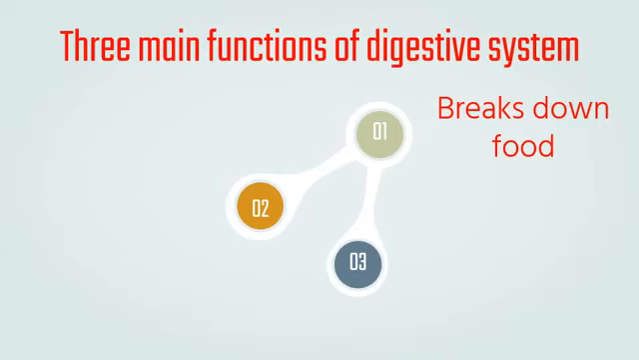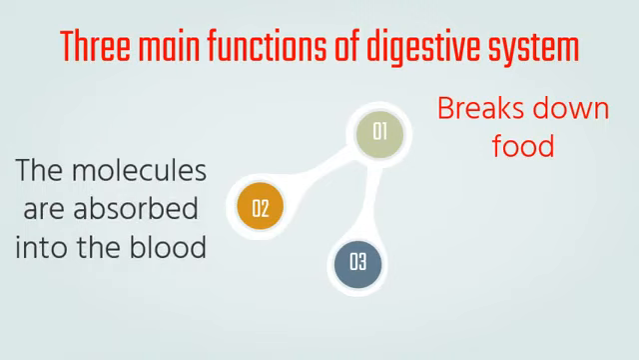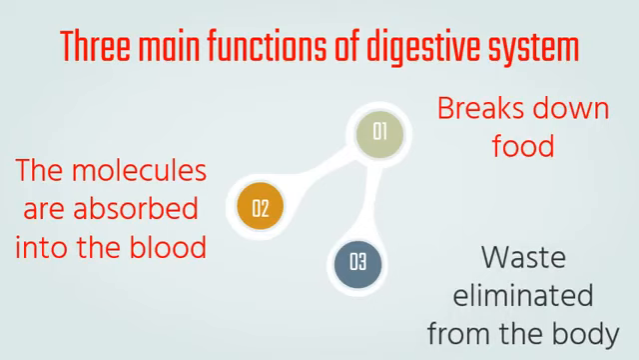The next one is the molecules are absorbed into the blood. As the food material is broken down into simpler substances, they can be absorbed by blood and give energy to different parts of our body. And finally, waste eliminated from the body.